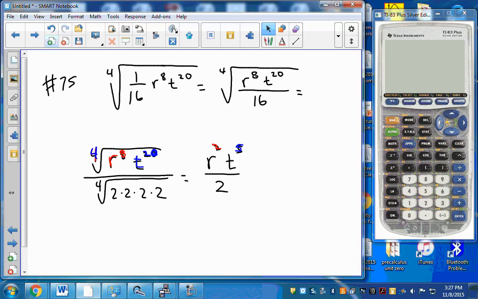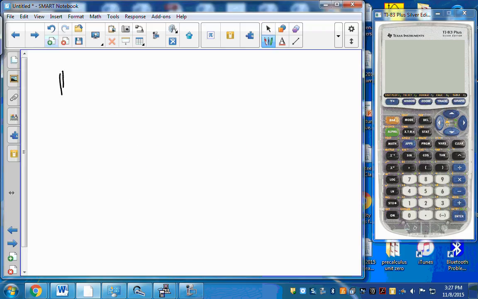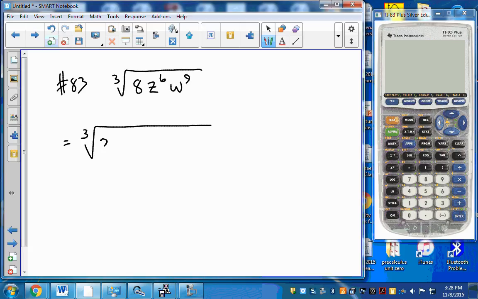Let's try number 83. We've got the cube root of 8 z to the 6th and w to the 9th. Okay, we should realize, I hope, that 8 is 2 by 2 by 2. There's a group. Now again, I suppose I could write out 6 z's. Please make it clear what a 2 is and what a z is. I always put a bar through my z's. I'm not going to write out 9 w's.